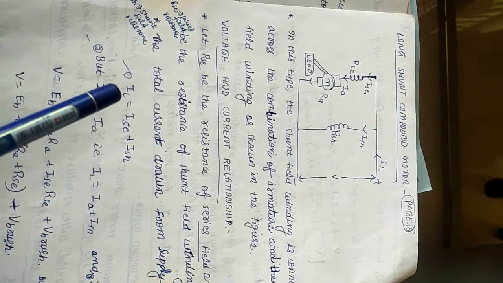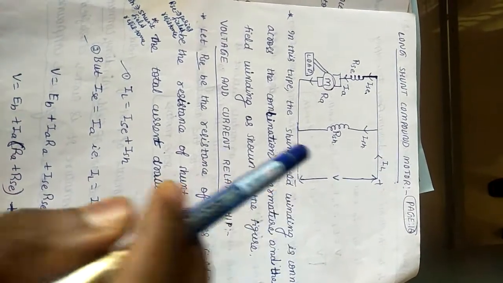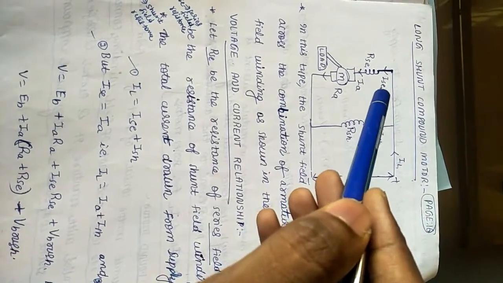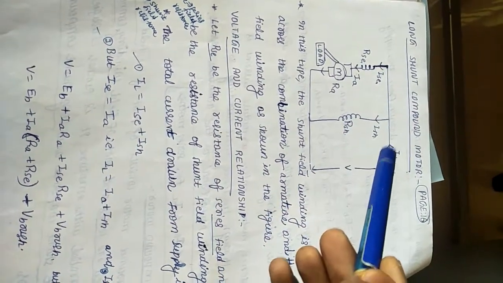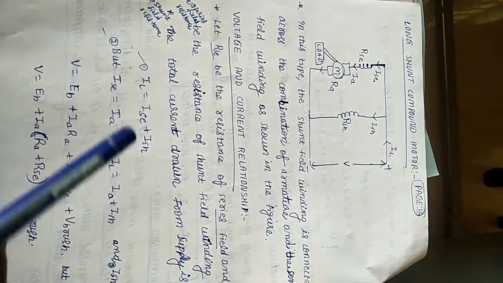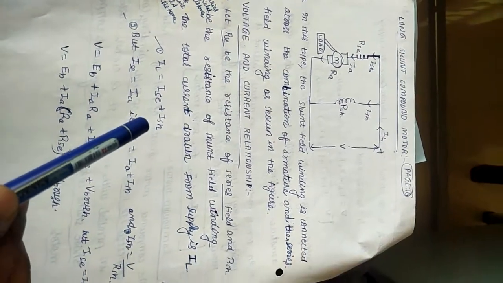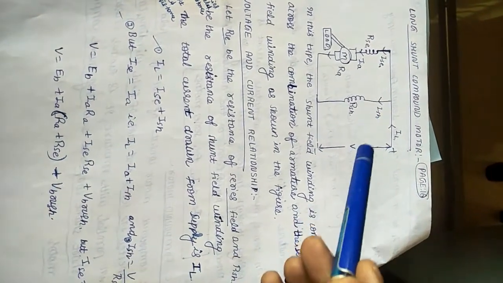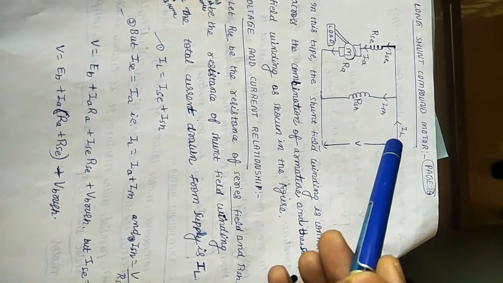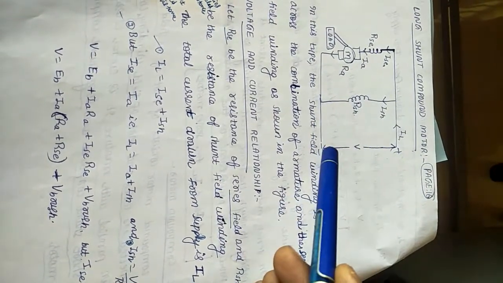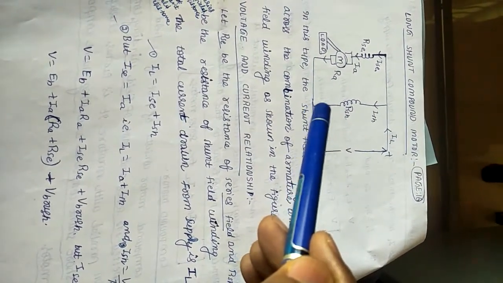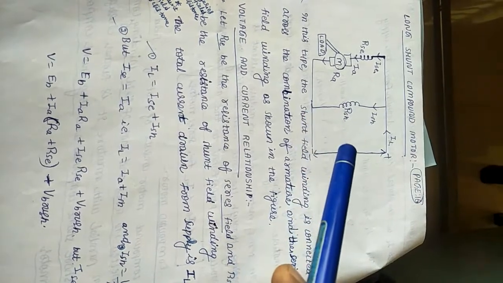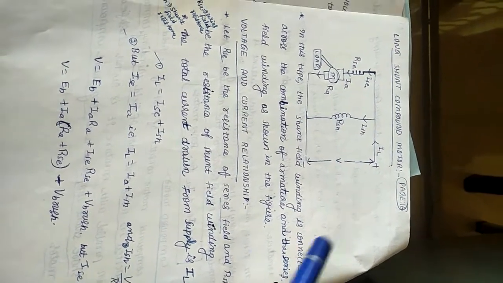Therefore I write here IL is equal to ISC plus ISH. From the diagram I can write ISC equals IA, so IL equals IA plus ISH, because IL is equal to ISC plus ISH. ISH is nothing but V by RSH, because across the parallel combination the voltage remains constant. Therefore the voltage across the parallel connected shunt winding is your V value.